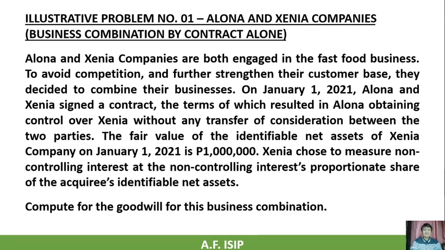So we have here the first illustrative problem. This is about the two companies, Alona Company and Xenia Company. This is an example of business combination by contract alone. Alona and Xenia companies are both engaged in the fast food business. So the two companies are within the same industry, and that industry is the fast food business.